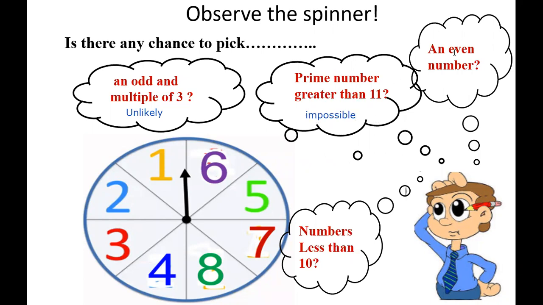Next one, an even number. So let's see if we have even numbers. What are the numbers here that are even? 2, 4, 8, and 6. So we have 1, 2, 3, 4. Out of 8, we have 4 even numbers. So it is even chance. Okay, sorry.